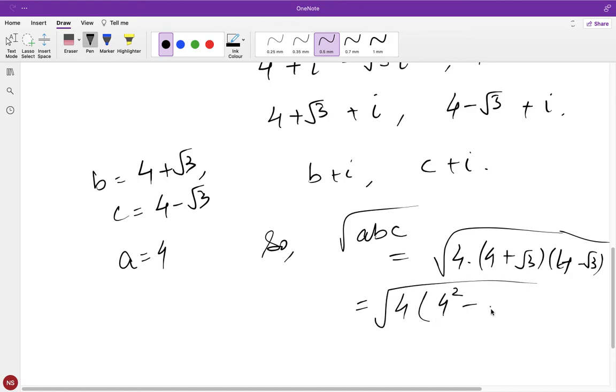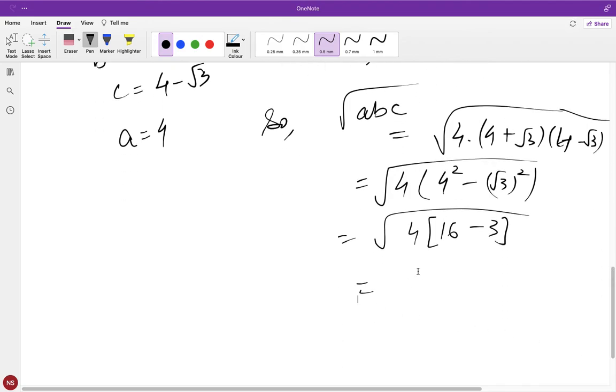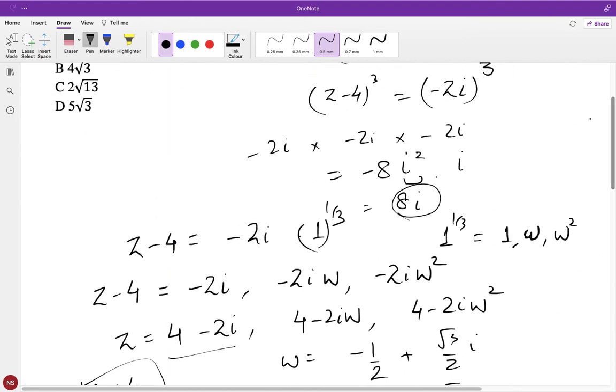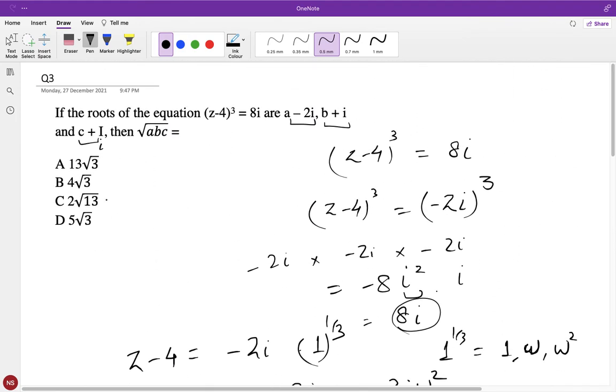So 4 square minus root 3 square. We know that 4 square is what? 4 times 4 is 16. Root 3 square is 3. So square root of 4 is 2 and square root of 13 is left. 2 root 13. So this is the correct option.